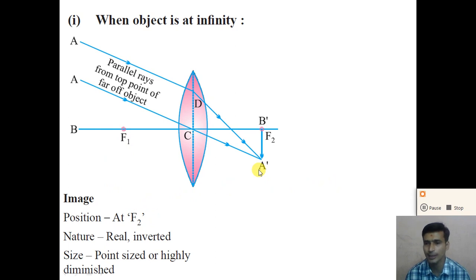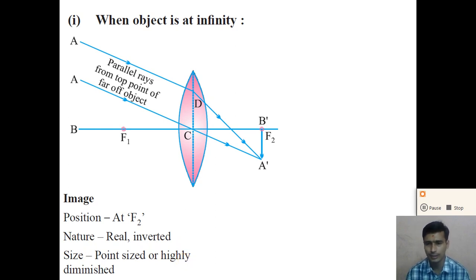Now what will be the nature of the image, real or virtual? Here the rays of light after refraction actually meet at this point. So you can say that a real image will be formed at this point, right? And the nature of the image is inverted. So the nature of the image is real and inverted. The size of the image is point size, or we can say highly diminished.